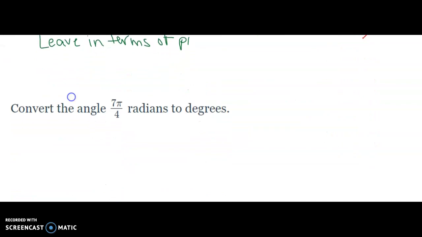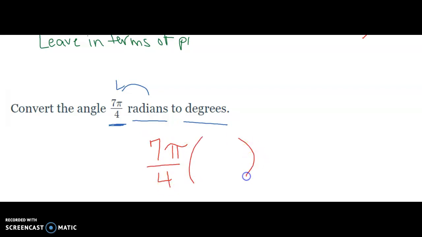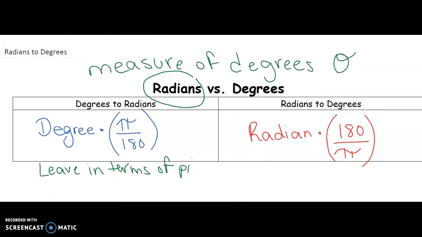These are similar to the ones on Deltamath. It says convert the angle 7 pi over 4 radians to degrees. Notice that the radian has pi in it. Radians are written in terms of pi. So we're going to take the radian, which is 7 pi over 4, and we're going to multiply it. Which formula are we using? We're using from radians to degrees.